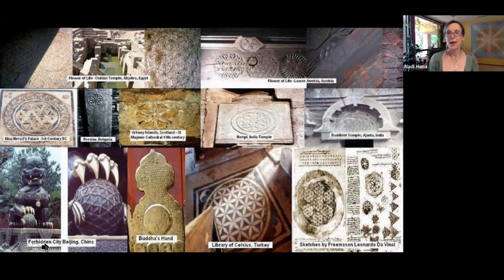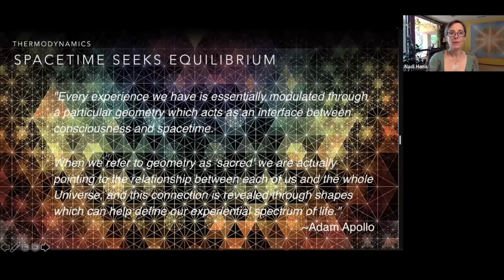So this is a quote by Adam, and this is another way of bringing it all together. Every experience we have is essentially modulated through a particular geometry, which acts as an interface between consciousness and space-time. So the geometries are the bridge and the conduit. When we refer to geometry as sacred, we are actually pointing to the relationship between each of us and the whole universe. And this connection is revealed through shapes, which can help define our experiential spectrum of life.